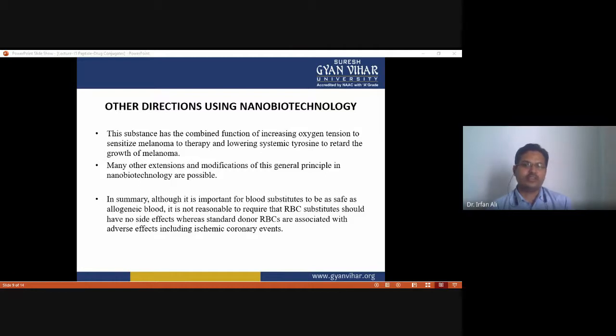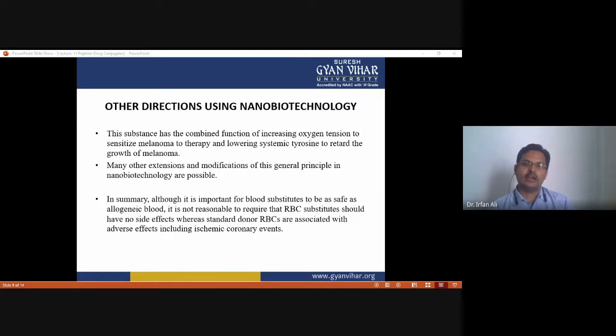So now we have to summarize the lecture. In this lecture, we discussed polyhemoglobin, which could be used as a blood substitute. The second we discussed is polyhemoglobin with catalase and superoxide dismutase. This is a nanobiotechnology-based blood substitute.